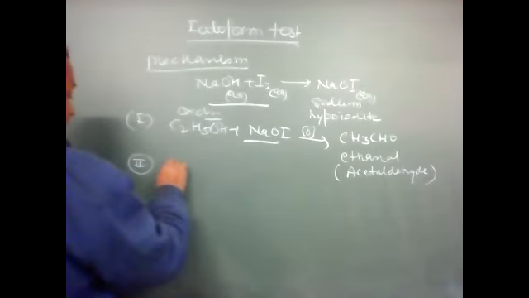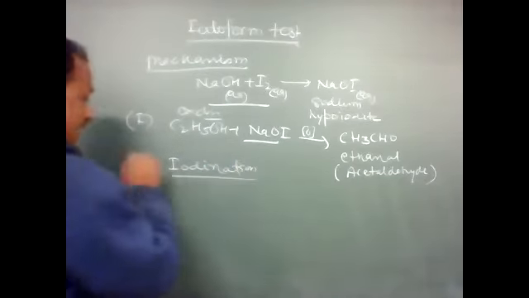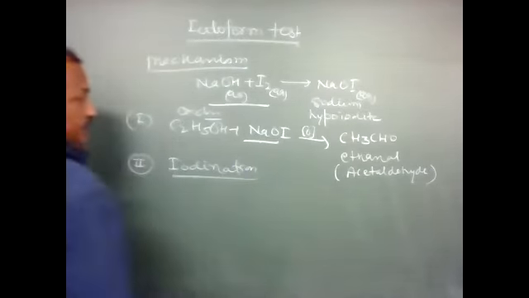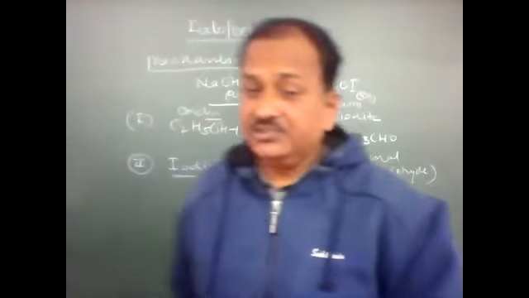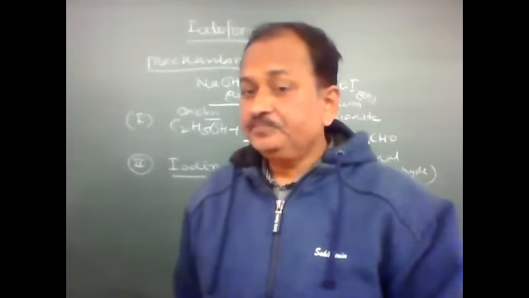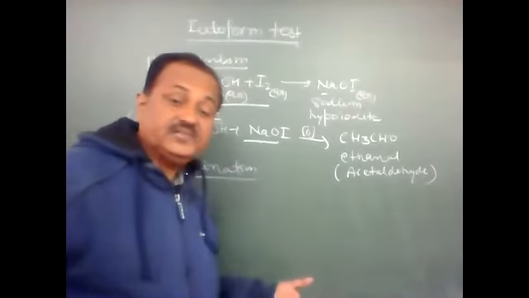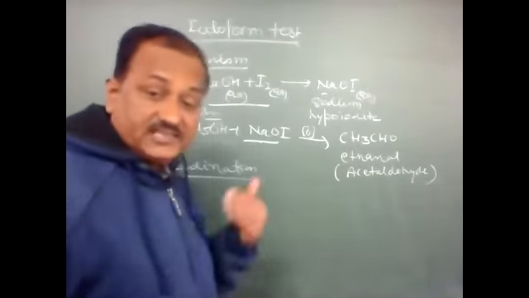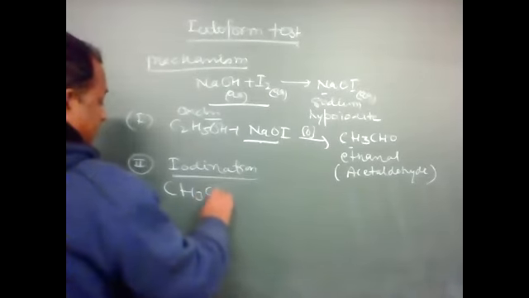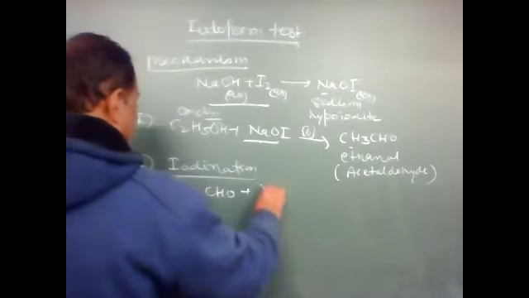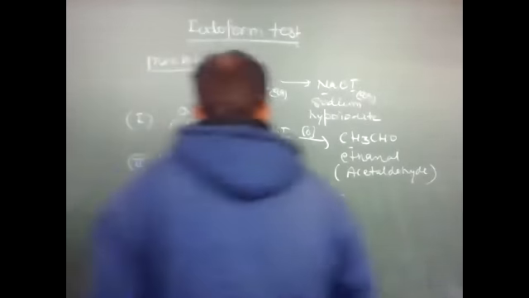Second is iodination. So this sodium hydroxide found here acts as a halogenating agent also. It causes oxidation, it causes iodination, it causes halogenation. So now CH3CHO plus NaOI causes iodination.